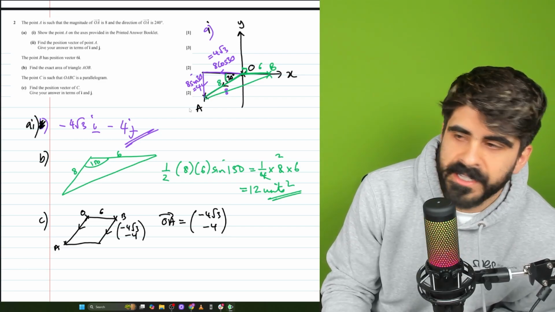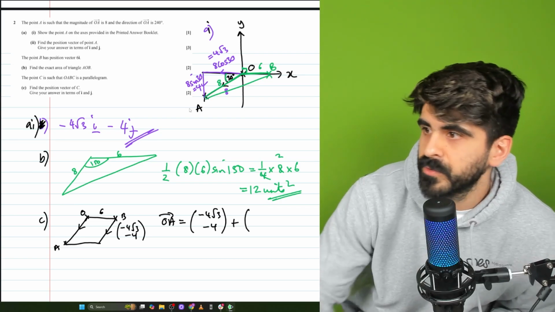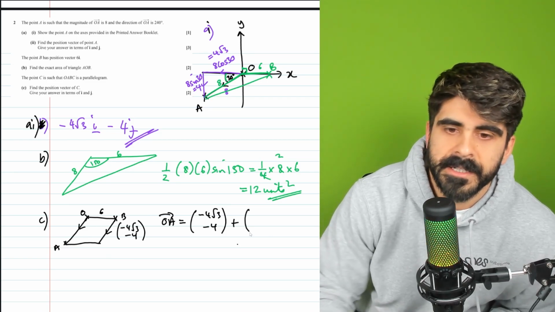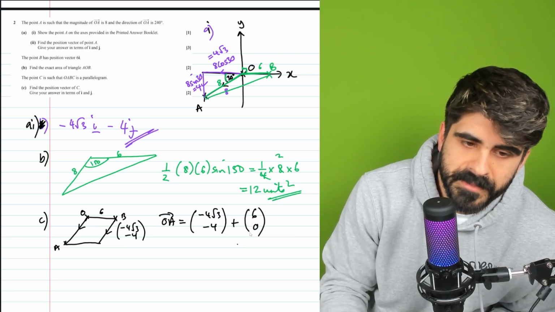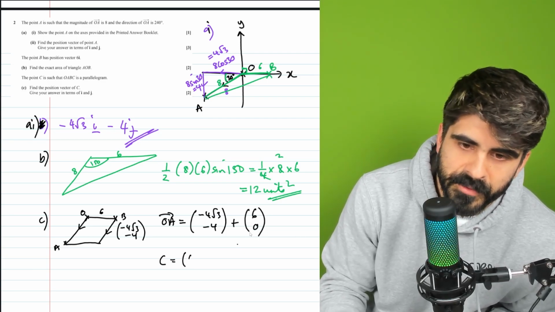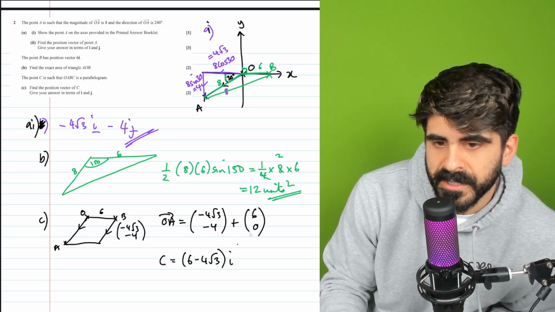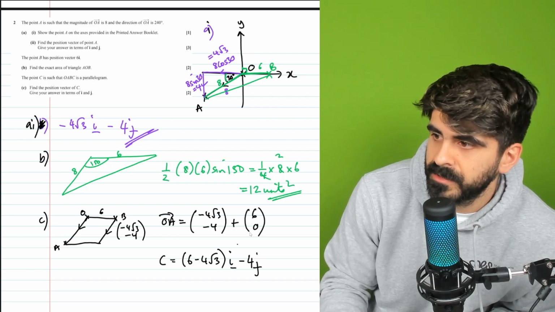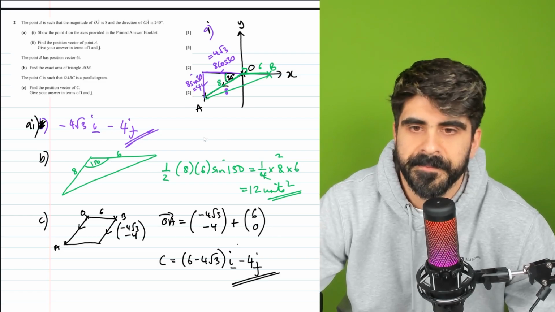So we're just going to add that to B, which is 6, 0, isn't it? So that means C is 6 minus 4 root 3 i and minus 4 j. Okay, seems fine to me.